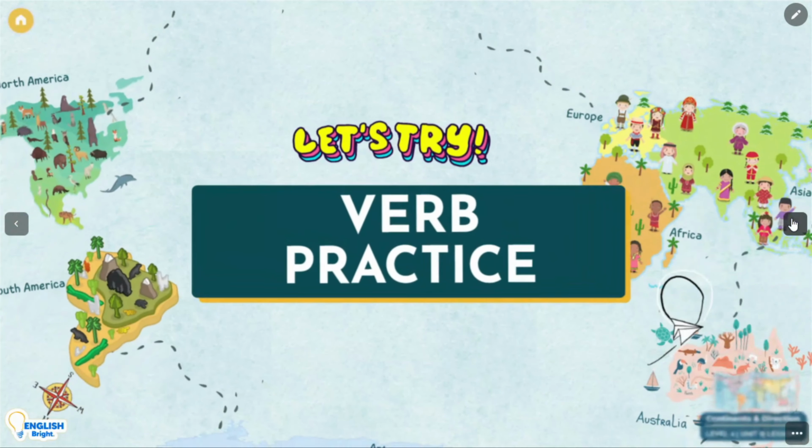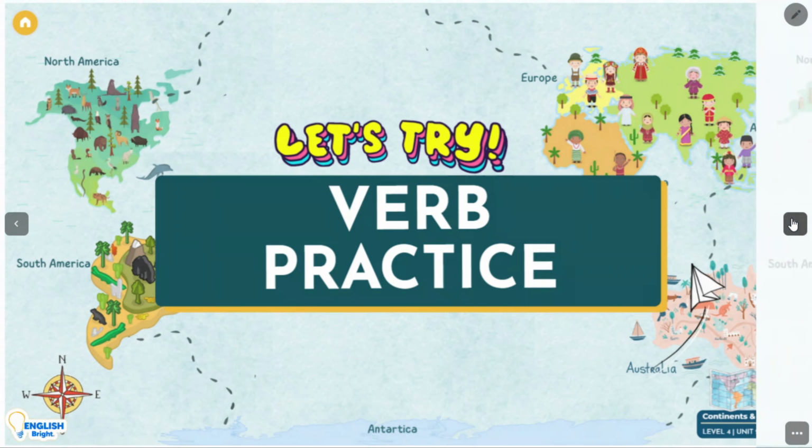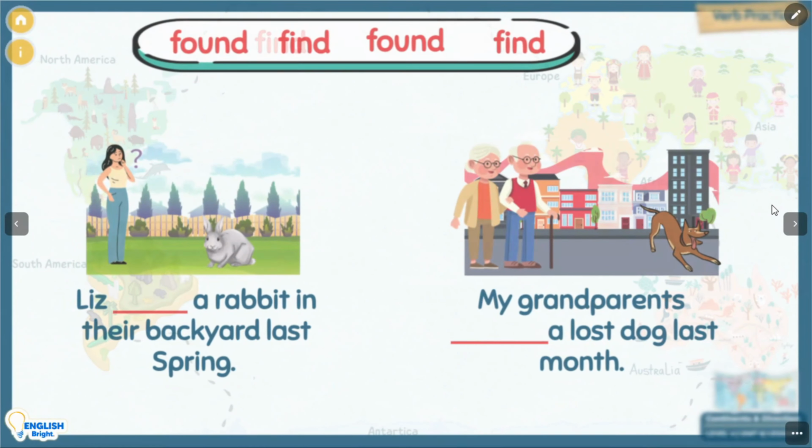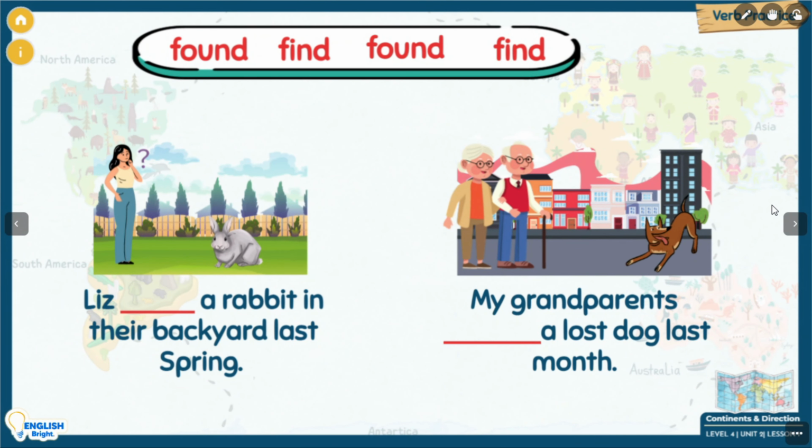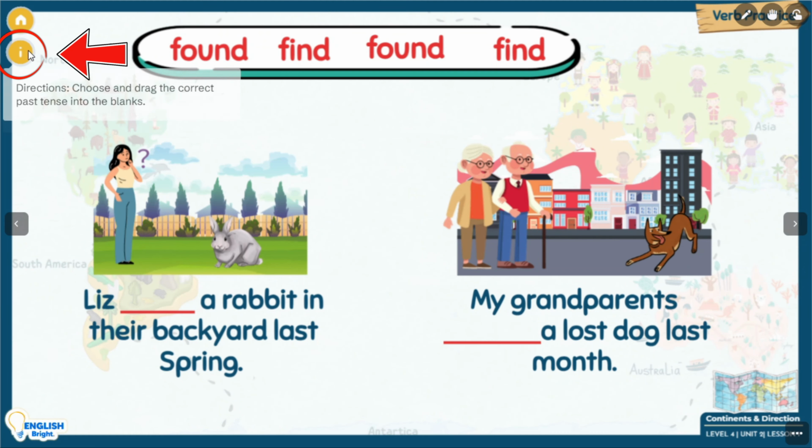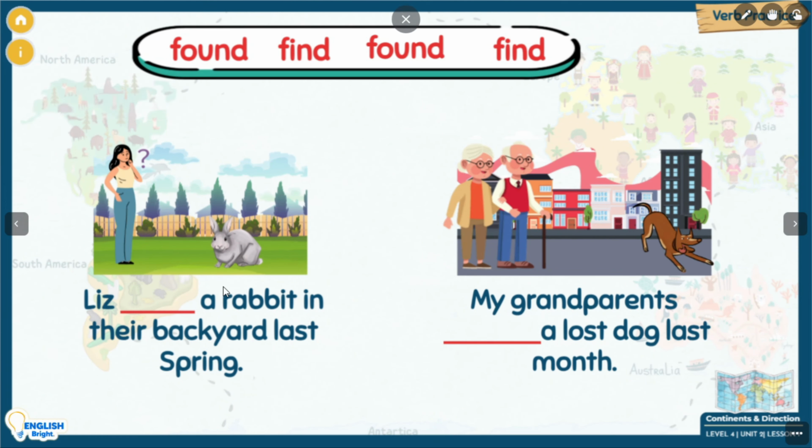In the verb practice slide, students will drag the correct answers to complete the sentences. Check the tooltip for guidance and use the hand button to locate the draggable elements. Drag the answers to their correct spots.